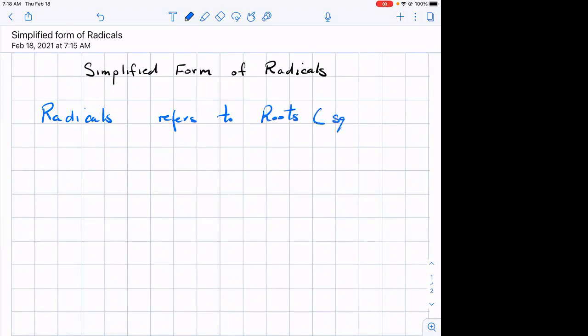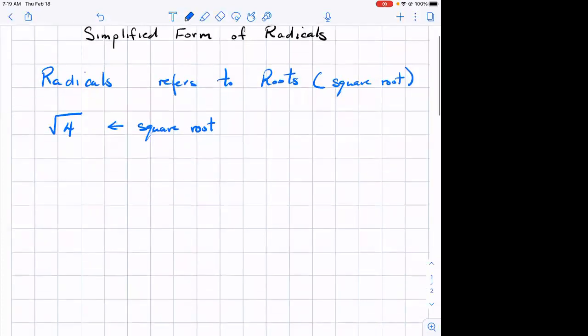Commonly, you have what is called a square root. Square root is just one example of a radical or a root. So we have the square root, meaning the index is 2. And if you remember, the index is what goes there, where that red dot is. For square root, it's understood that the index is 2.